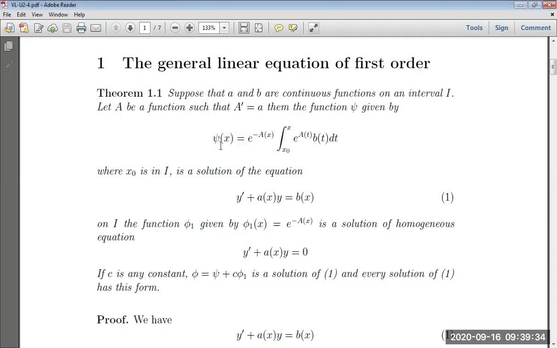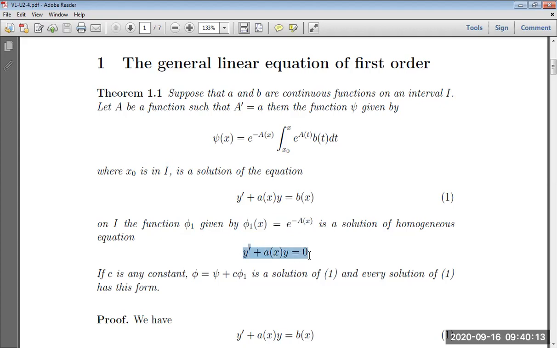So the function psi of x is given by this formula, where x0 is some fixed point in the domain of the solution. And we see that this function psi of x is the solution of this differential equation, which is the most general linear equation of first order on the same interval I. And the function phi1 given by this is a solution of this homogeneous differential equation.